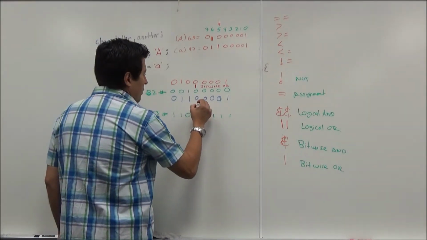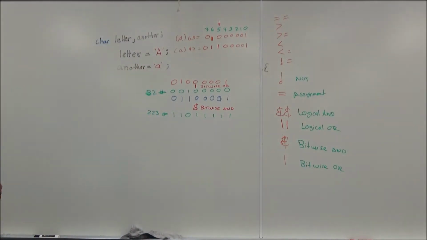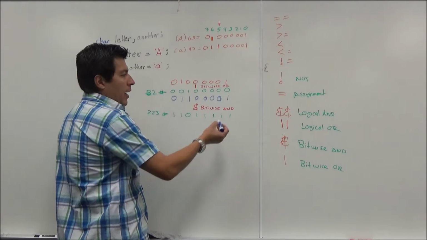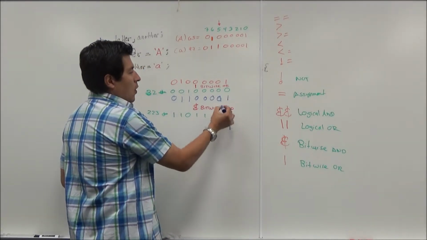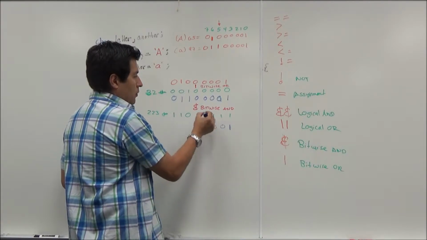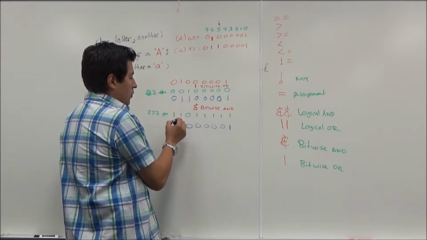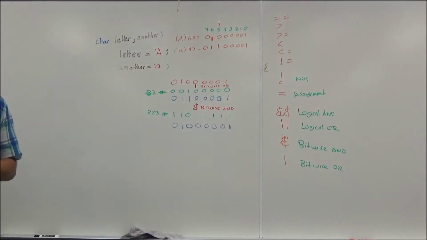And I do a bitwise AND. Then, if it's AND, both have to be 1 and 1. So 1 and 1 is 1. 0 and 1, so false and true, is false. False and true is false. False and true is false. True and true is true, and false and true is false. So it goes back. That's the difference between a logical AND and a bitwise AND. You wouldn't do this in Java, but that's how the computer does it. If you want to do the summation, it simply ANDs or ORs them.